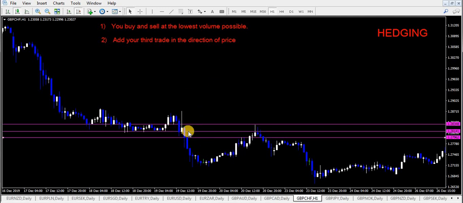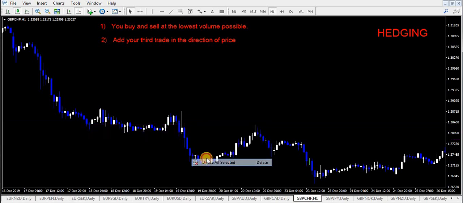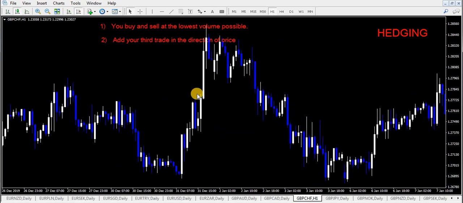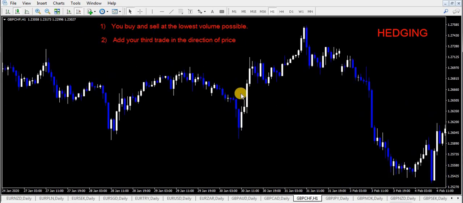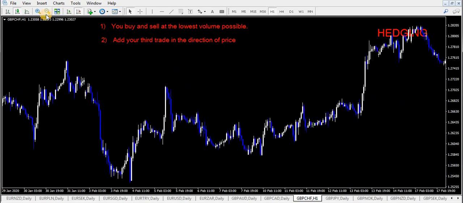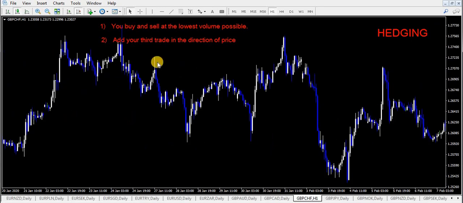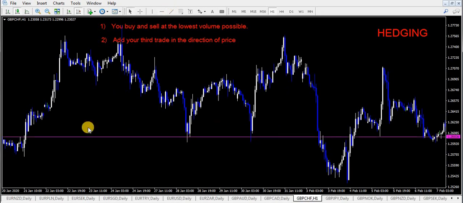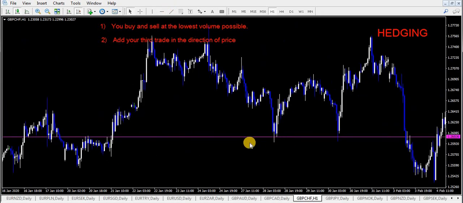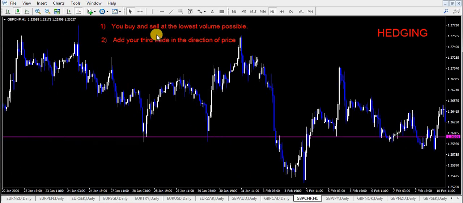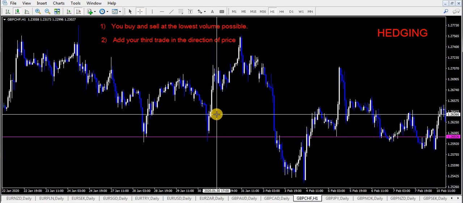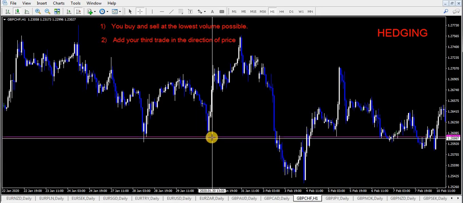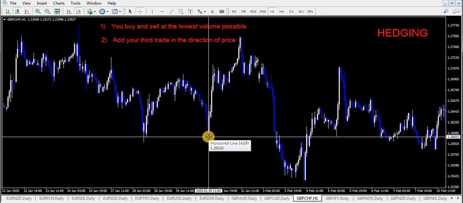Now when you hedge, it's always good to leave your hedging trade for about an hour or two before you actually know where the market is going. Now let's take for example, you notice that this level was a level of support, and immediately price came here, you hedged, you bought and you sold. Now it's best for you to wait for an hour or two before you actually decide on where the market is going. Now maybe you bought and sold at this level and the market retraced.